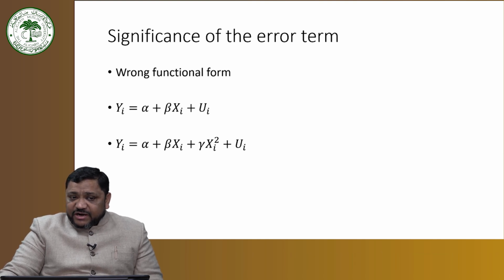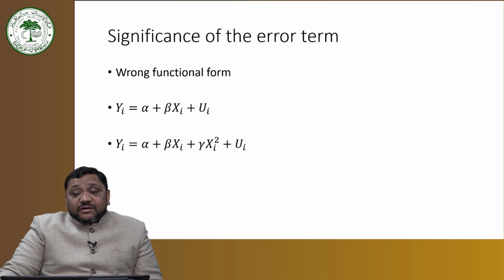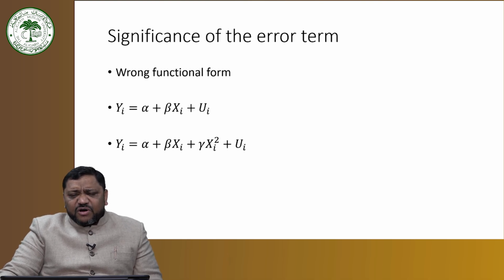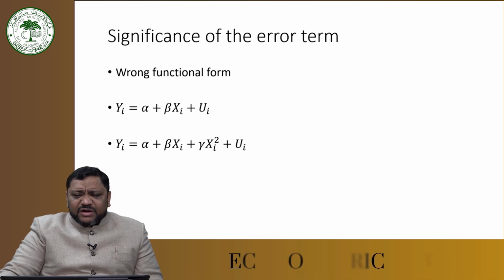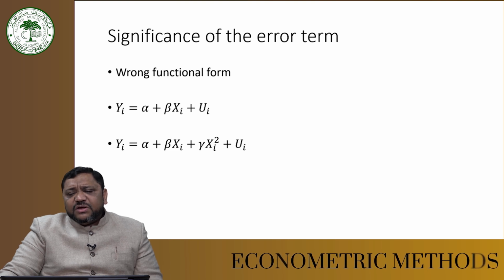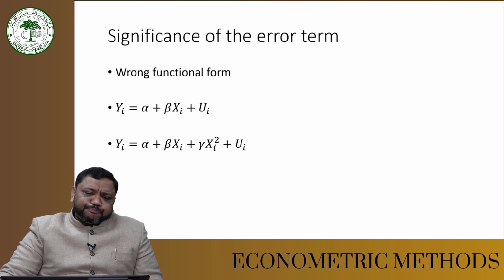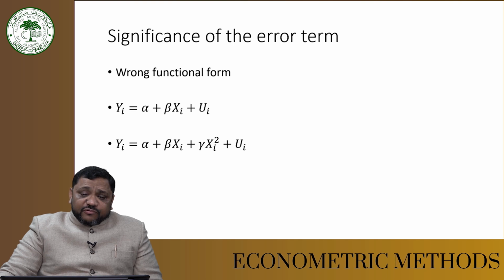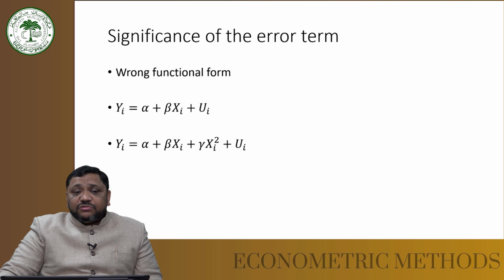But if it is the latter, that is yi is equal to alpha plus beta x1 plus gamma x square plus ui, then this may be the correct functional form. In the two variable model, the relationship can often be expressed through a scatter diagram. Determining the suitable form becomes challenging in multiple regression models, where scatter diagrams in multiple dimensions cannot be visualized graphically. So this error term could capture the things which are there in the wrong functional form.